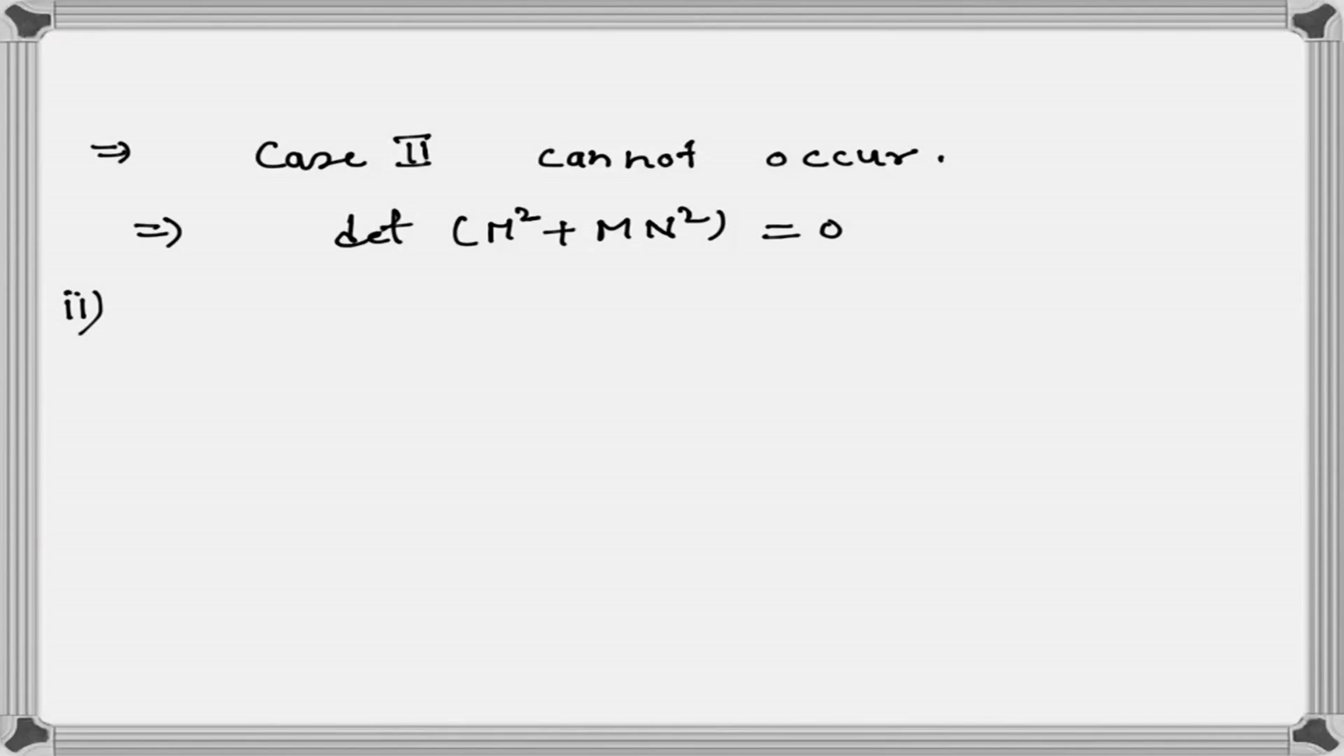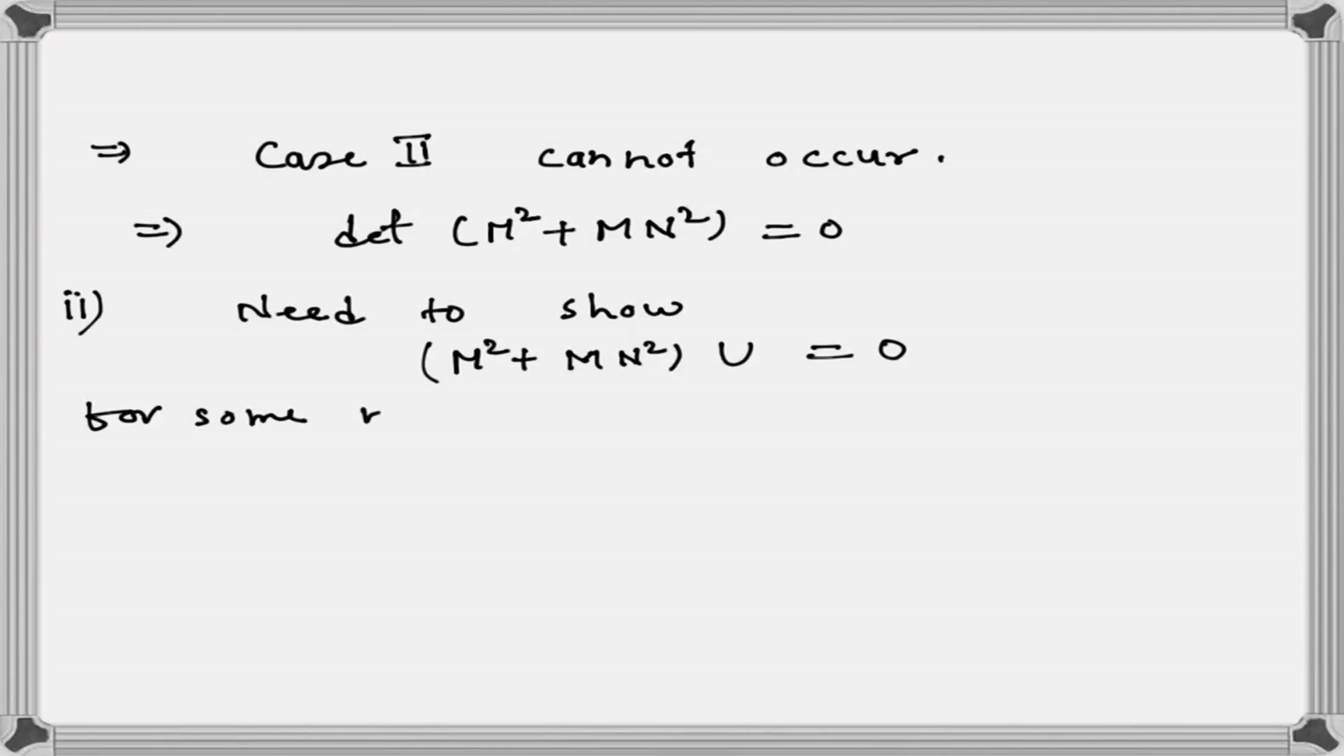So let's prove the second part. In the second part, we need to show that there exists a non-zero matrix U such that M square plus MN square U is equal to 0. So we need to show that M square plus MN square U is equal to 0 for some non-zero matrix U. This represents the 0 matrix, so I don't need to mention it all the time; I think it is easier to follow. Whenever there is a scalar, the 0 represents the scalar. Whenever on the other side it is a matrix, it represents the matrix. So that means we need to identify a non-zero matrix U for which this is true.